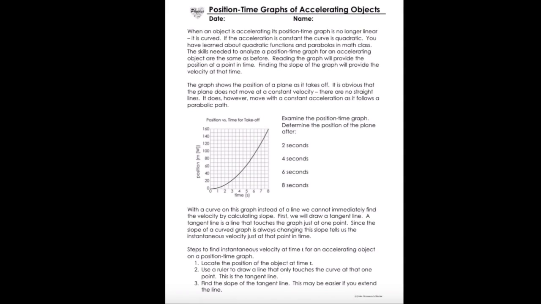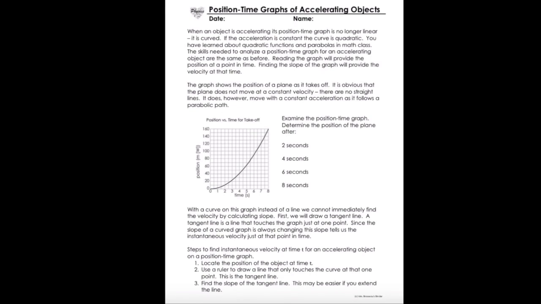time graphs where the slope of the lines were generally straight, or consistent. And so whenever we had those types of graphs, we knew that the velocity was constant at that particular time. So today we're going to be looking at when we have graphs where the velocity isn't constant.